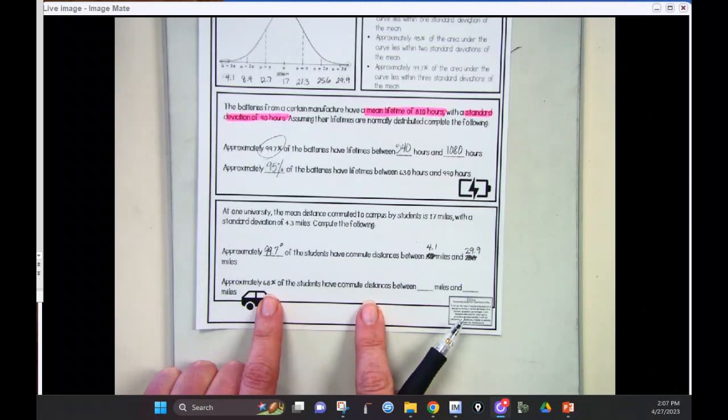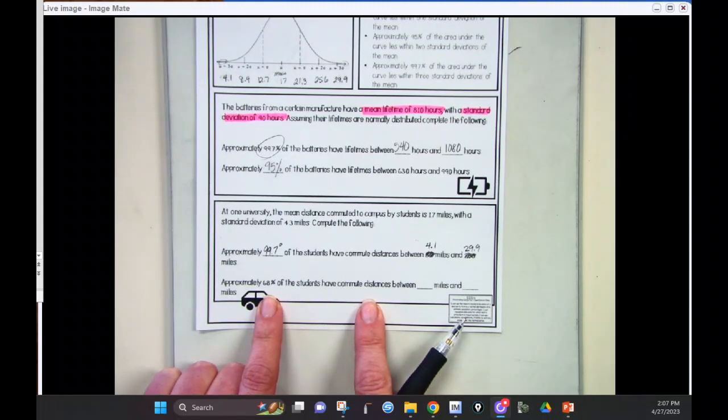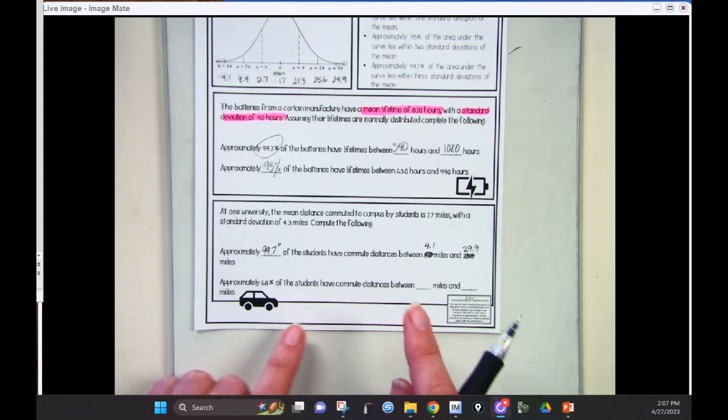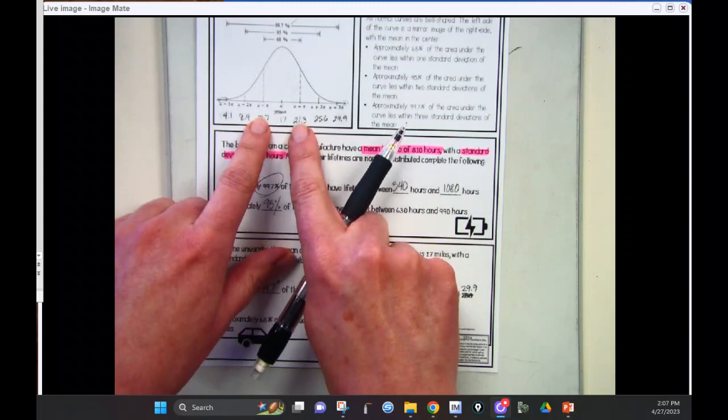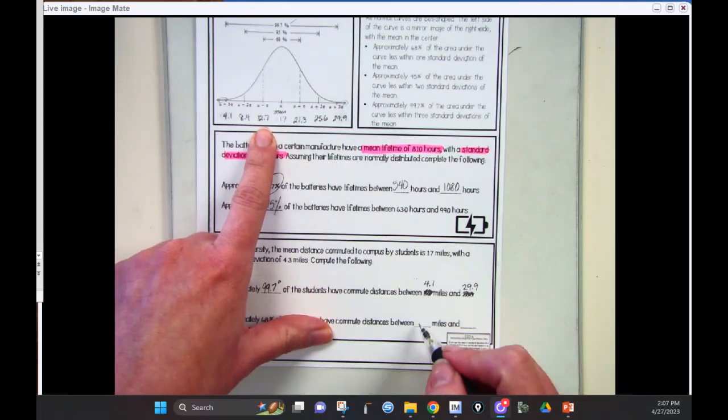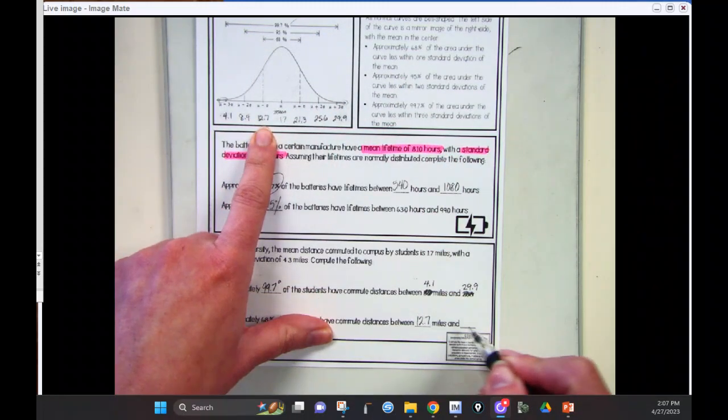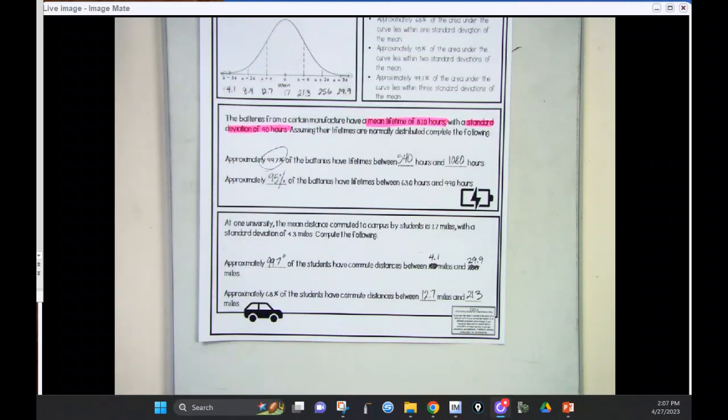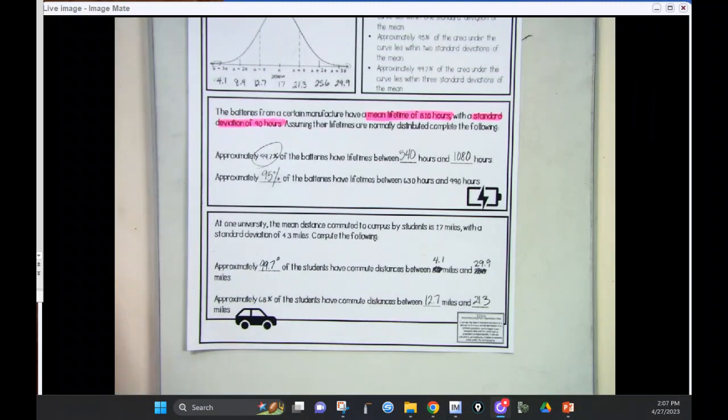Approximately 68% have commute distances between what? 12.7 and 21.3 miles. I love it. How do you guys feel about this?